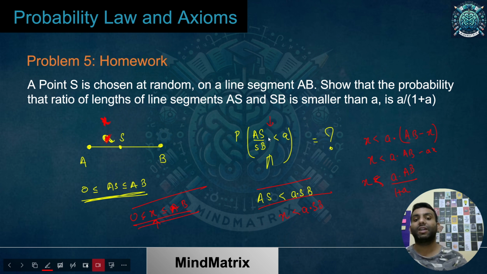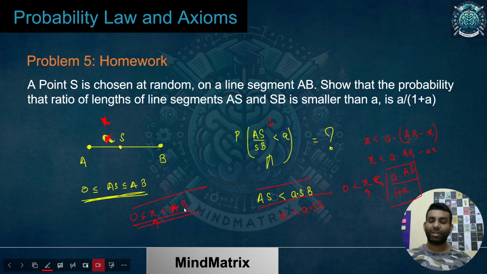But if I say that this condition needs to be satisfied, in that case I'm getting this kind of condition. So what is going to be the probability for this condition to be true? It is simply the condition we can have on X. So X is from 0 to A times of AB upon 1 plus A, and for the sample space X can be from 0 to AB.